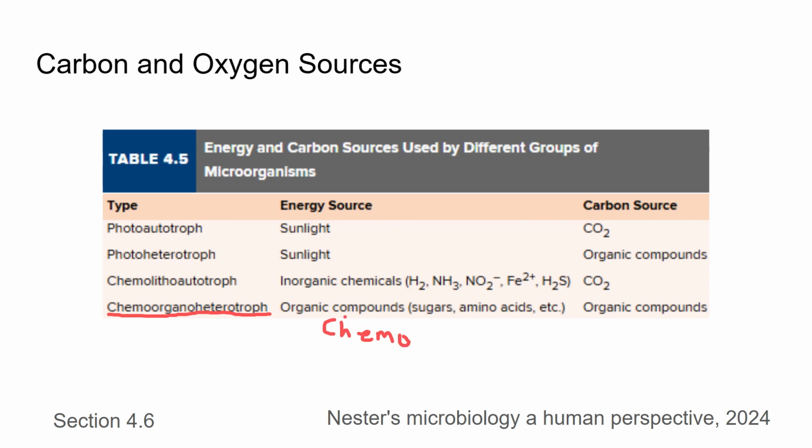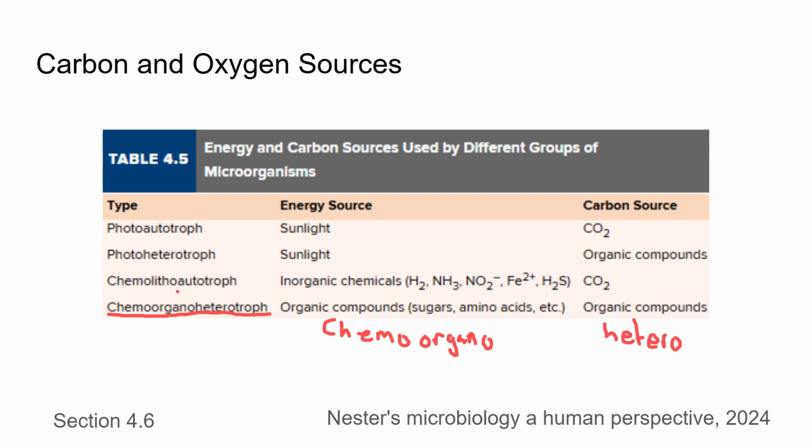And because it's organic, we get organo. And then we also will get the carbon from the same organic sources. So if it gets its carbon from something else, we would call that a heterotroph.